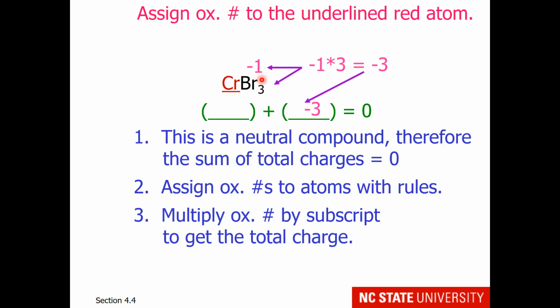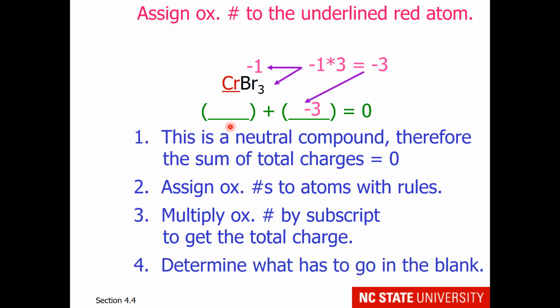So we know from Rule 6 that each bromine in the compound must be -1, and there are 3 of them. So the net oxidation state for all the bromines is -3. So our last step is to determine what has to go in the blank to make the algebra work, and obviously +3 would be our answer.